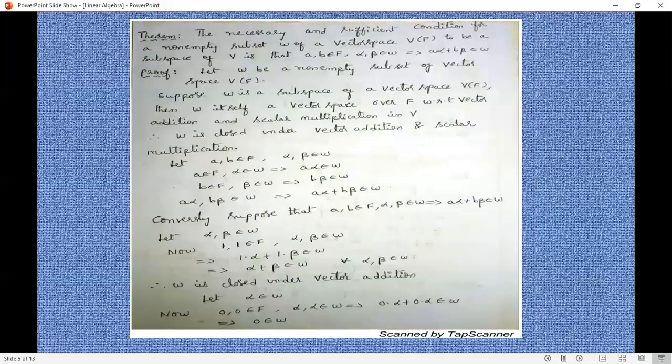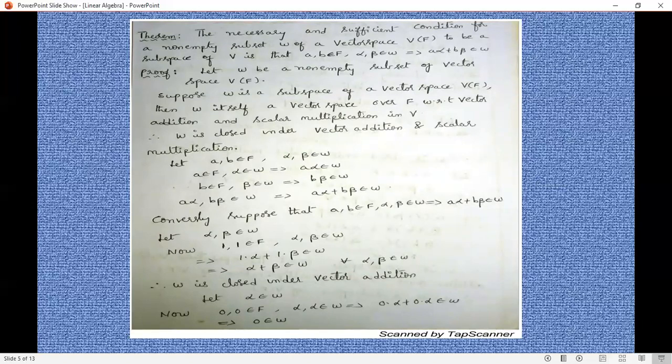Next, we are applying these definitions and previous properties to solve some theorems. Coming to the statement of the most important theorem: the necessary and sufficient conditions for a non-empty subset W of a vector space V of F to be a subspace of V is that A, B belongs to F, alpha, beta belongs to W implies A alpha plus B beta belongs to W. Observe the statement once.